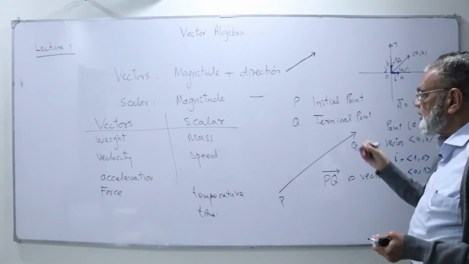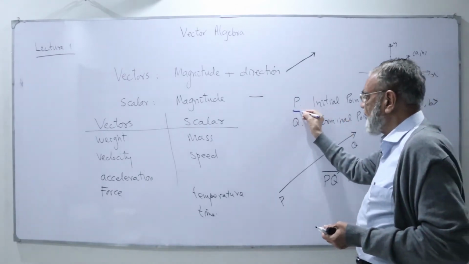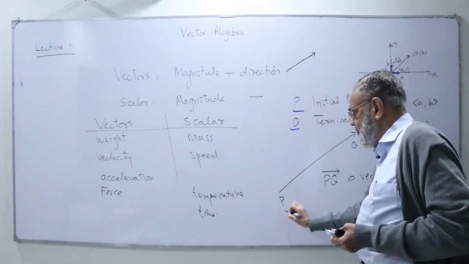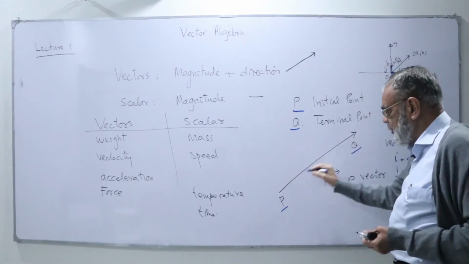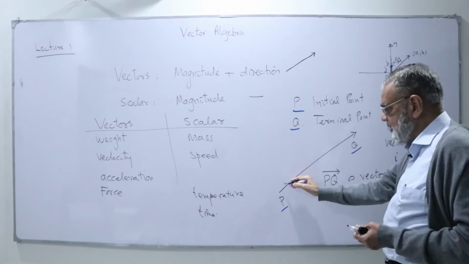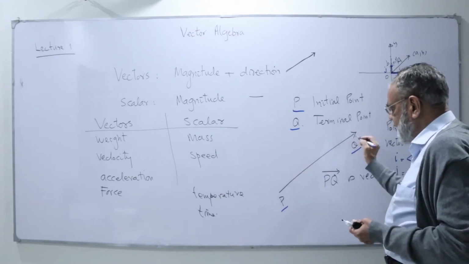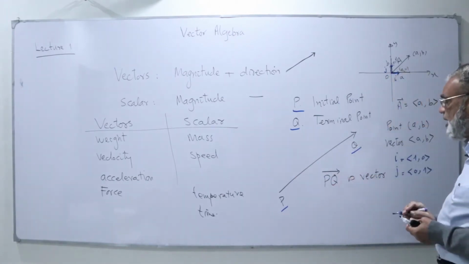Then we have seen that we have a point P and a point Q. Point P is my initial point, Q is my terminal point, and I join them, and this becomes a vector because it has this length and also the direction. So we say PQ is a vector.